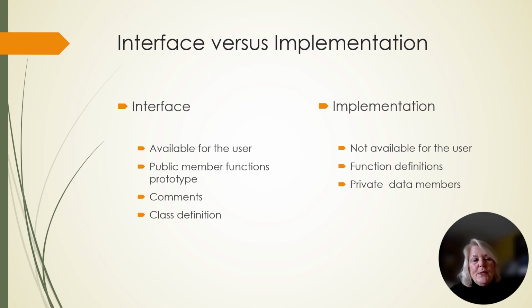So on the left, we have the interface. It's available for the user. The public member function prototypes are given, any comments that you have, and the actual class definition. The implementation is not available to the user. It contains the function definitions and any private data members.